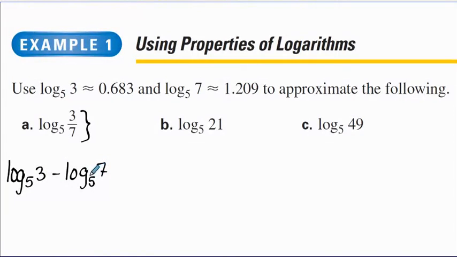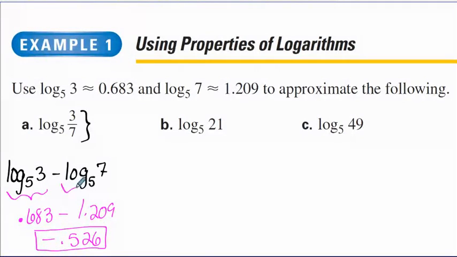Once you have it in expanded form, you can then substitute the values given in the question. We are told that this entire value here is equal to 0.683. We will subtract 1.209, and our final answer will be negative 0.526. And that is our final answer. And again, once we've expanded using quotient property, we make our substitution based on the values given in the question.